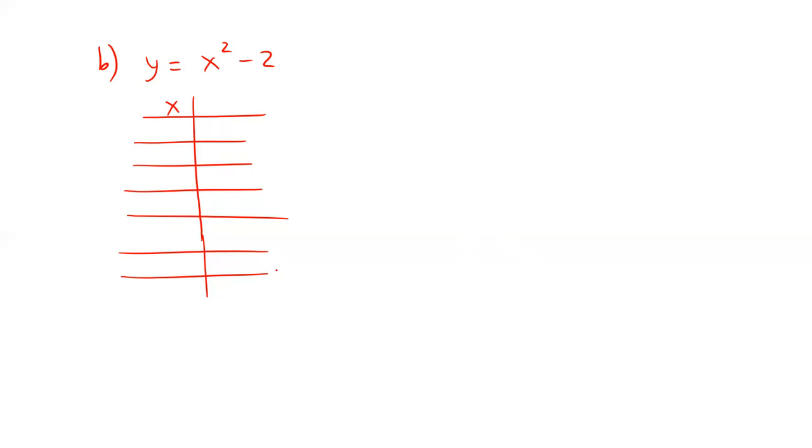All right, so off to the side, again, we're going to look for patterns as well. Anybody, what should we plug in first? 0. 0 is cool. All right, 0 plugged in. I think we can do this in our head. 0 squared is 0. 0 minus 2 is negative 2.